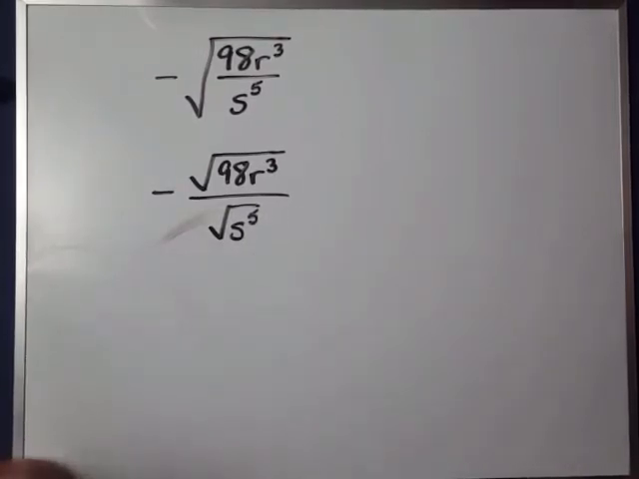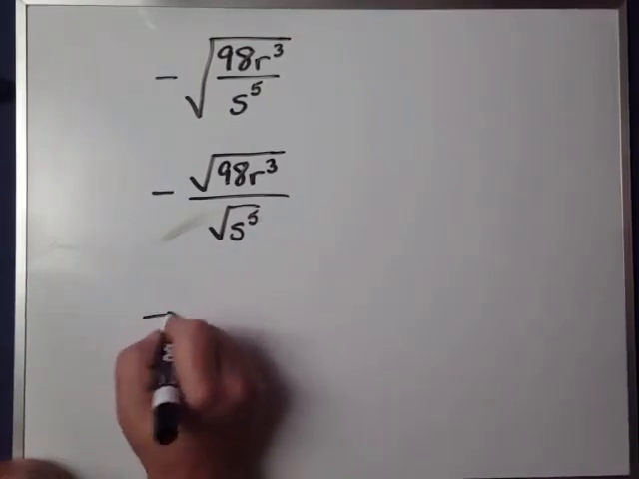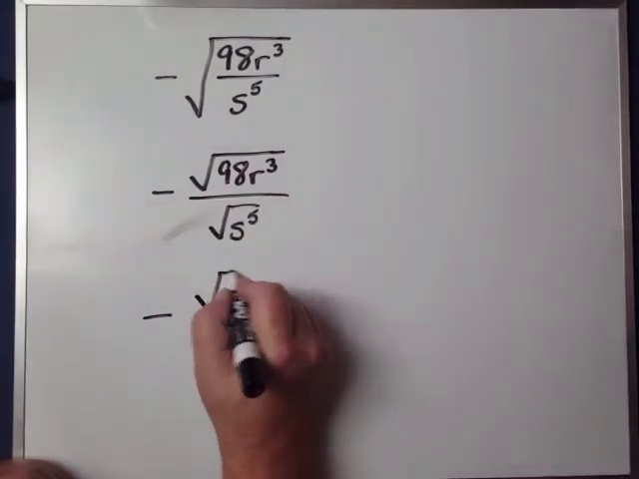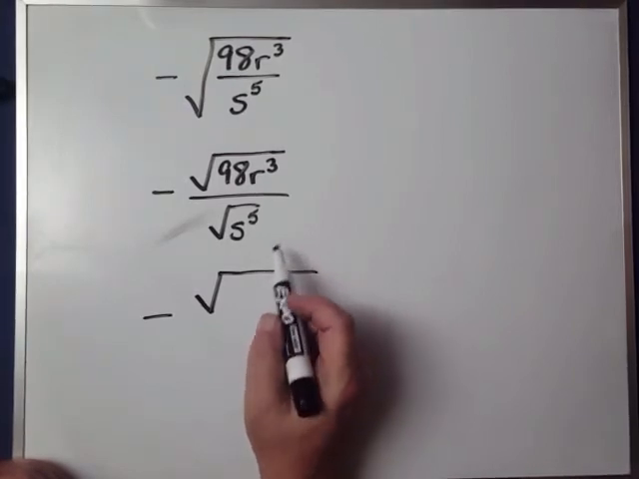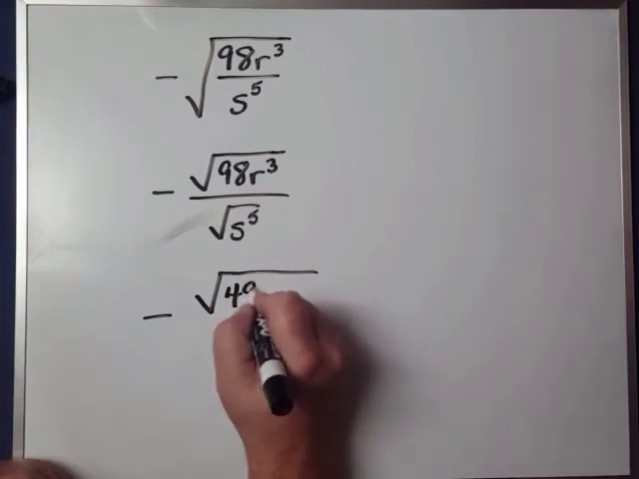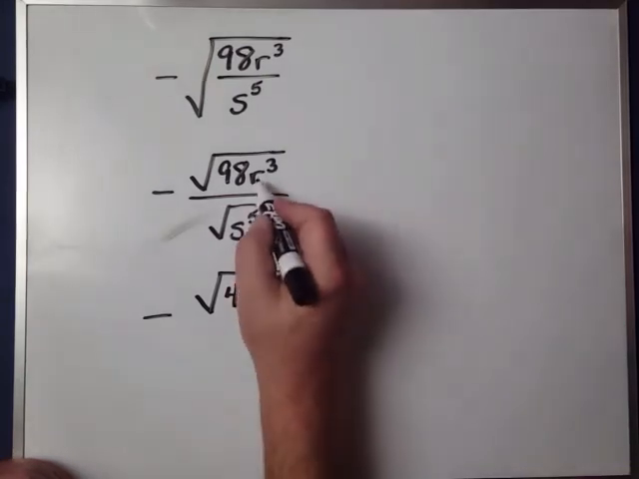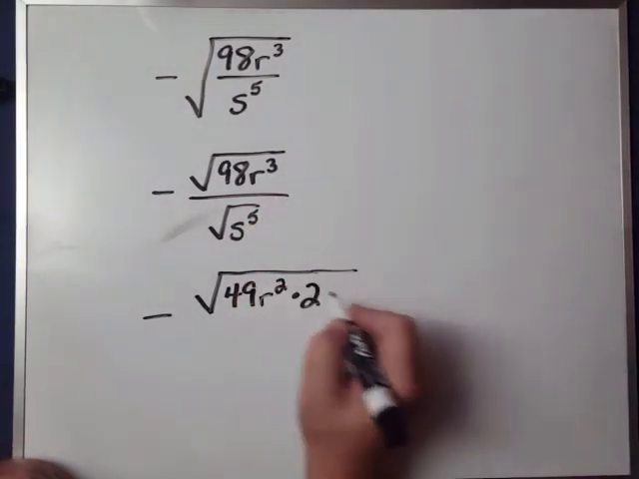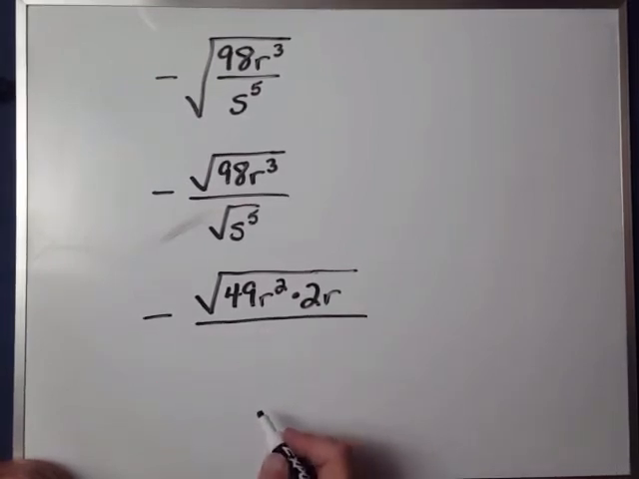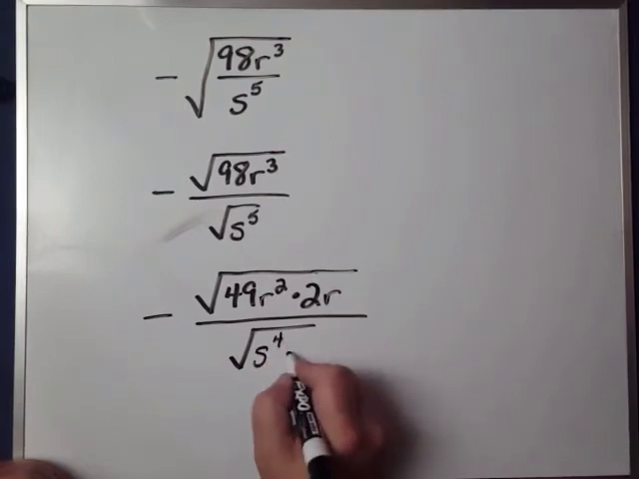But I think it'll be easier in the long run if we boil this down some first. This radicand in the numerator contains a perfect square. Not only an r squared, but in this 98, there's a 49. 98 is 49 times 2. R cubed contains an r squared. It's r squared times 1 more r. Let's come back to that in a minute. In the bottom, s to the 5th contains s to the 4th.